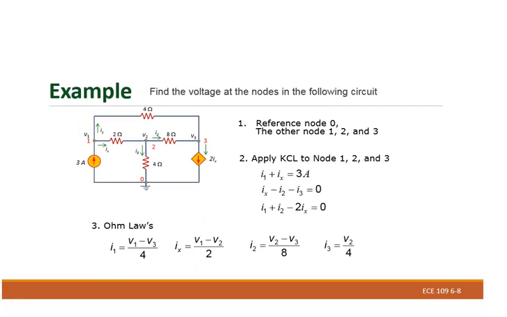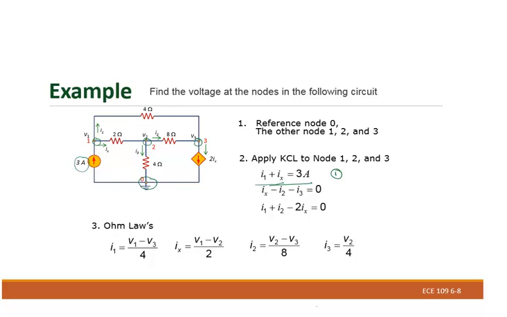Here is another example. In this example, first we select this one as the reference. We have node 1 here, V1, node 2 here, V2, and node 3 here, V3. So we need to write three equations. The first one is here, 3 milliamperes going in, I1 and I2 going out. That is why I1 plus I2 equals 3 milliamperes. That is the first equation for node 1.